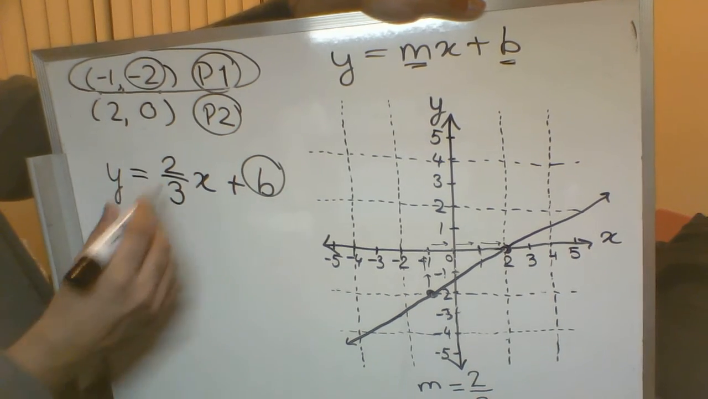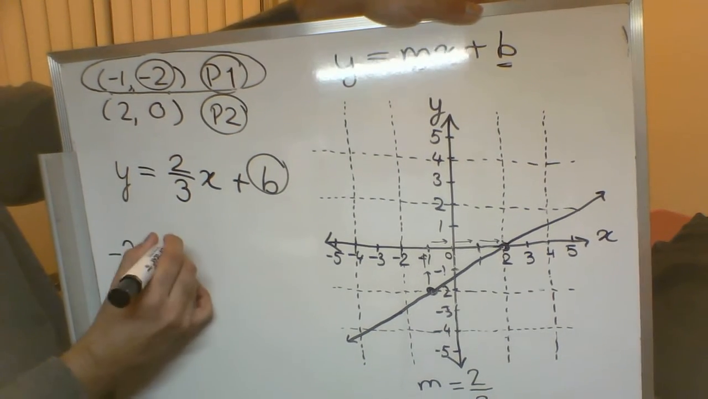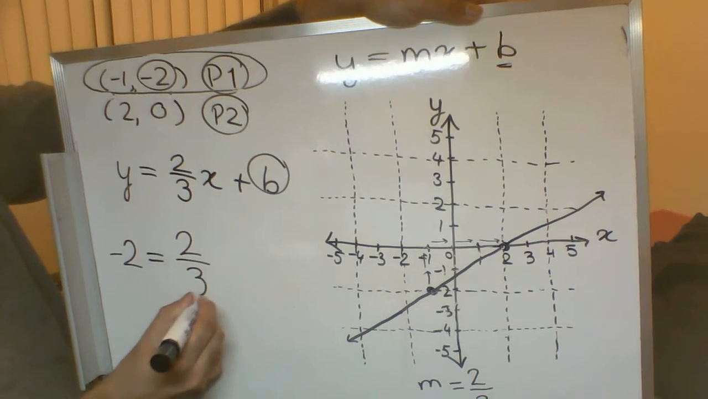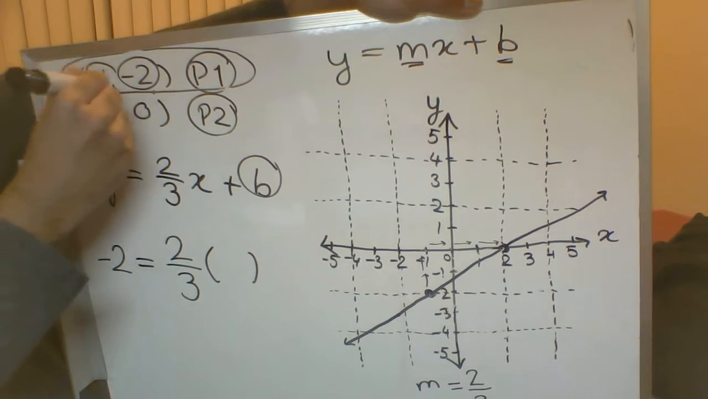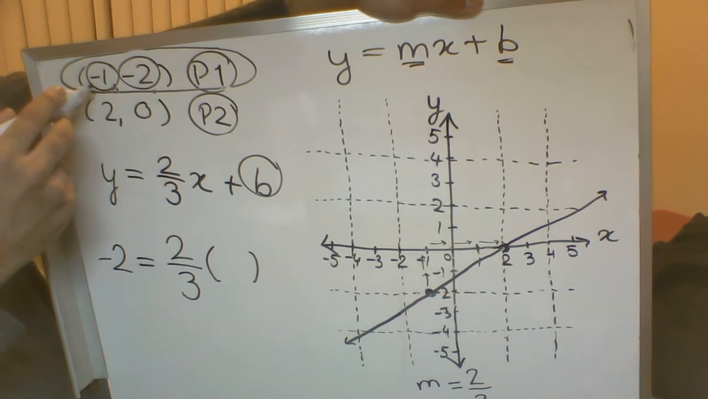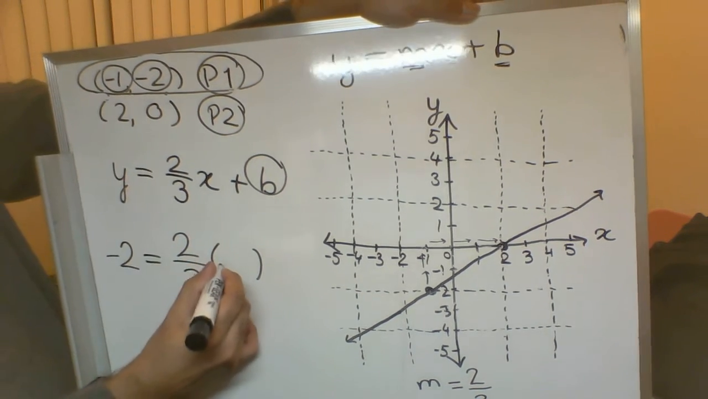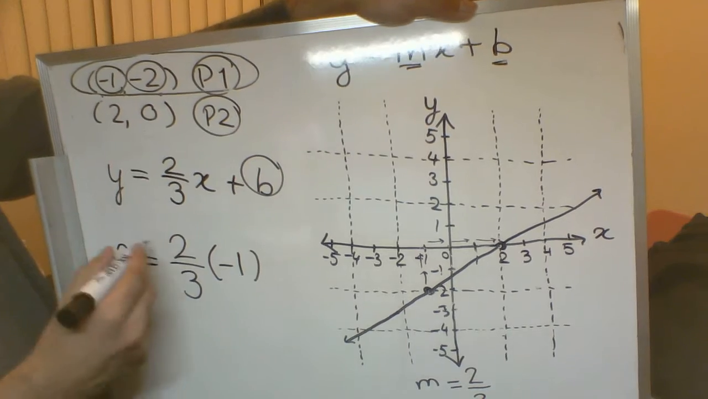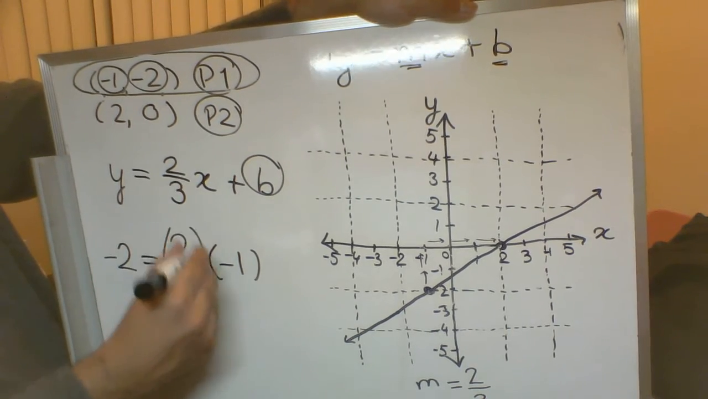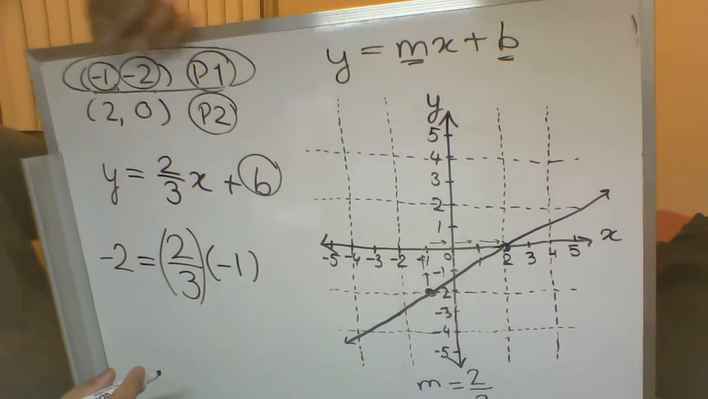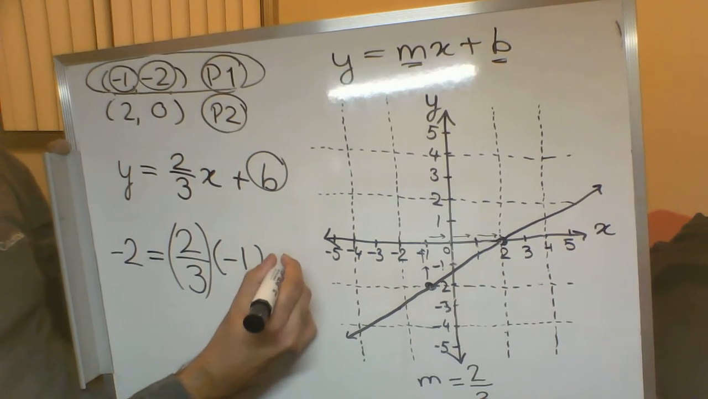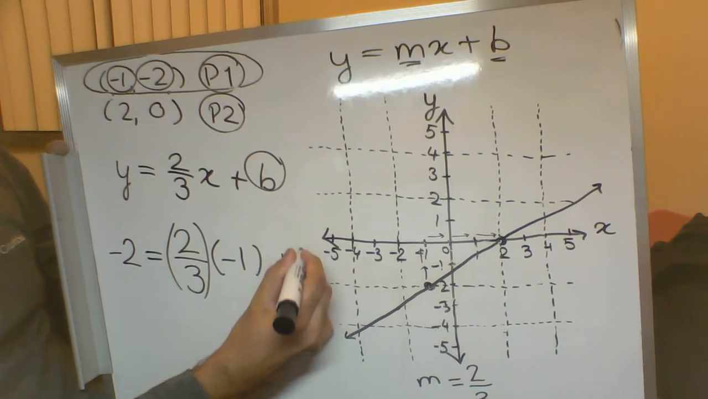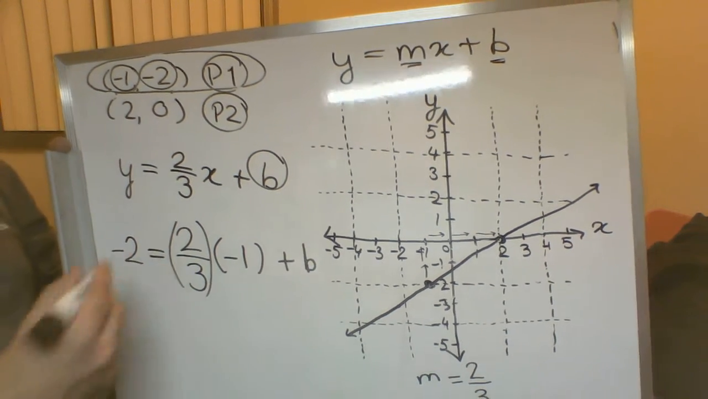Okay, now on the right side, the 2 over 3, that came from our slope, so that can stay. But instead of x, I'm going to take the x-coordinate of our point, so that's this -1, and I'm going to put that in here. And those two are being multiplied together. So remember, if I put 2 numbers side by side with brackets, they're just being multiplied together. And then we've still got plus b.